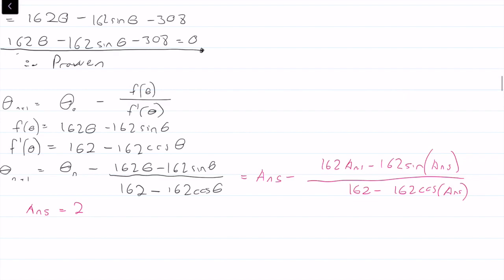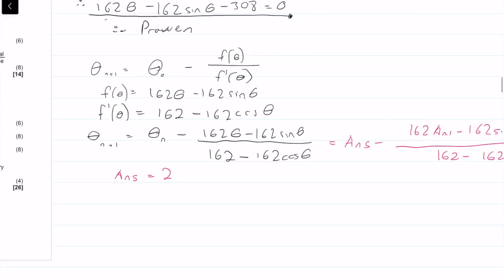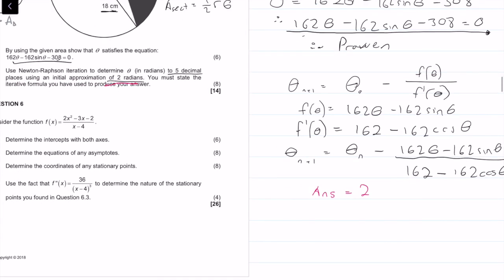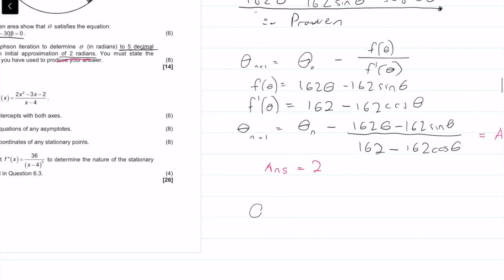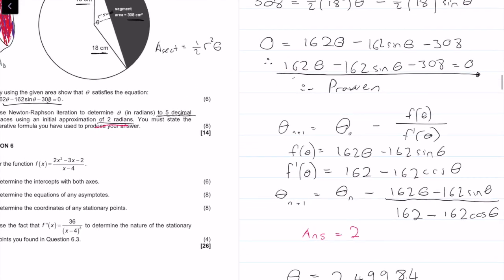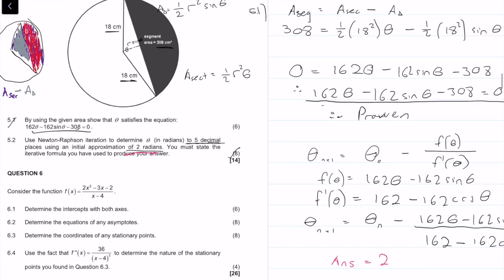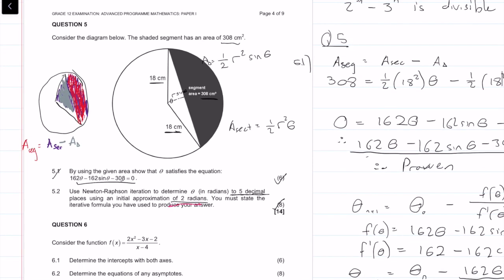Then you click the equals button a number of times, and you keep clicking equals until it eventually converges to 5 decimal places. You know it's converged to 5 decimal places when the 5th decimal place doesn't change, and basically the answer we get is that theta is equal to 2.49984 to 5 decimal places, and that would be the final answer, and we get 8 marks for that. Not too difficult, quite an easy question, and we get quite a lot of marks, 14 in total.